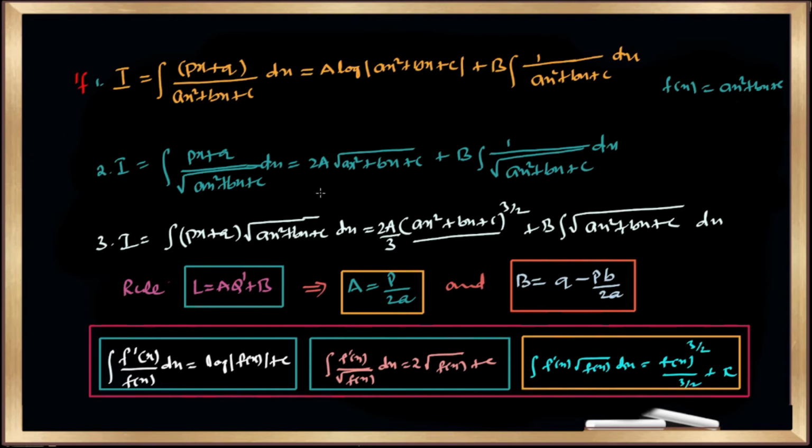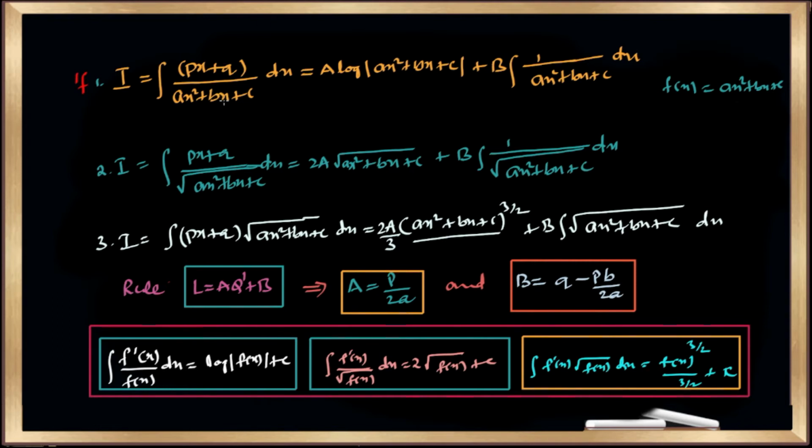Okay. Now, one more thing. In type 1 a log of quadratic expression is coming. So here we are using the formula of integral f dash x by f of x, that is log mod f of x. And for second type we are using the formula of f dash x by root f of x, that is 2 root f of x plus c. For third type we are using the formula of integral root f of x into f dash x, that is f of x to the power of 3 by 2 by 3 by 2.